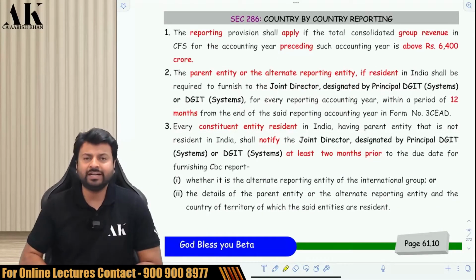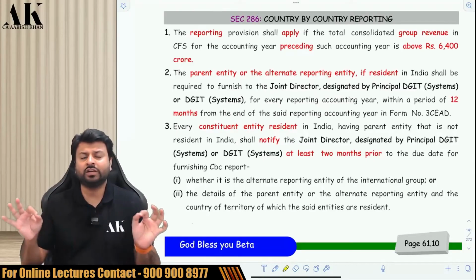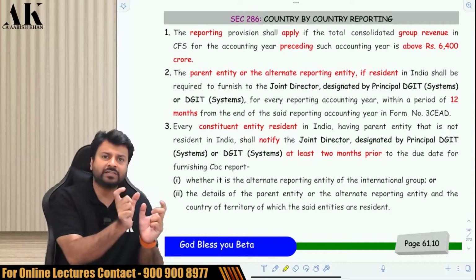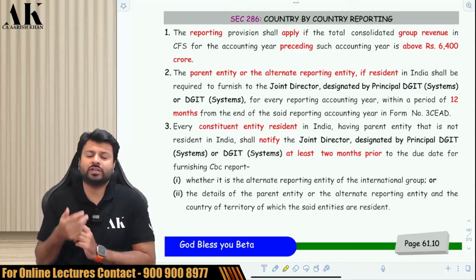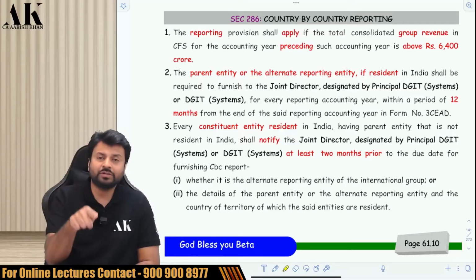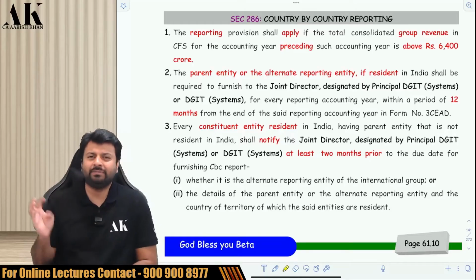Now CBDT has said that you have to divide all the documentations into 3 parts. One is local file, one is master file, and one is country by country reporting. Let me give you a synopsis of all 3 of them. Local file is something which you have just learned. The documents which you have learned just now, that is a local file. Okay, it is applicable for all those assessees whose aggregate transaction exceeds 1 crore rupees.